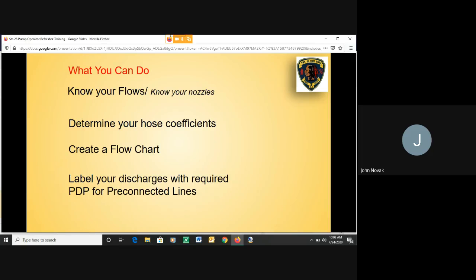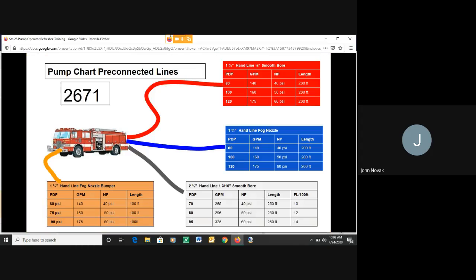All right, then label your discharge. You can label your discharges with required pump discharge pressures for the pump operators. Since most of our fires are pre-connected hand lines, we don't add extra hose. Just something for the officers to think about if they want to do some type of labeling to make it a little easier. So here's the pump chart that we designed for the engines.